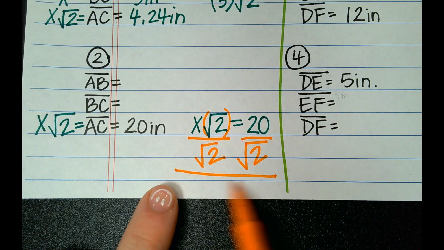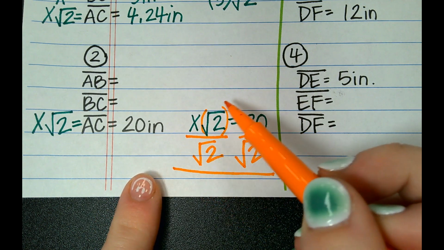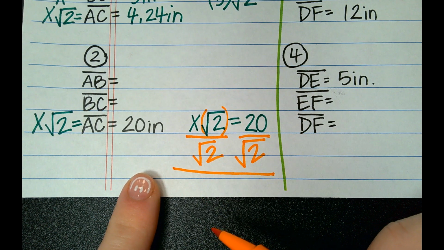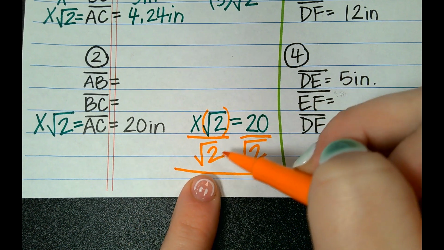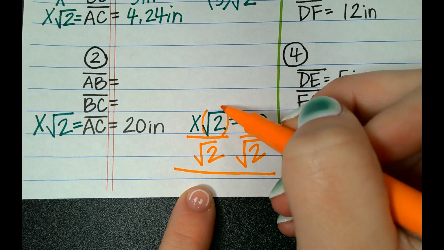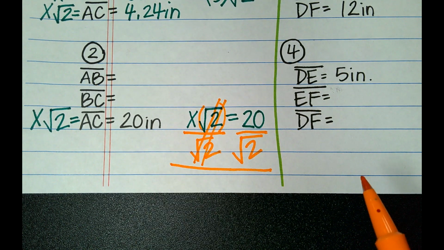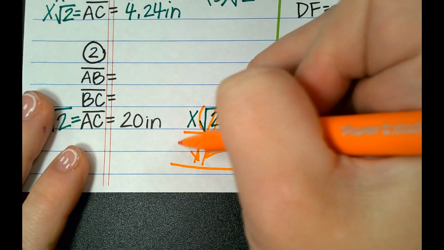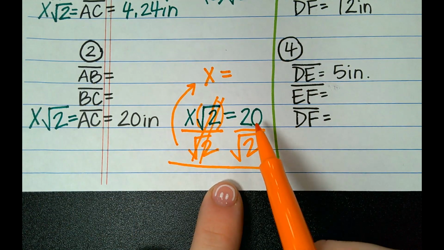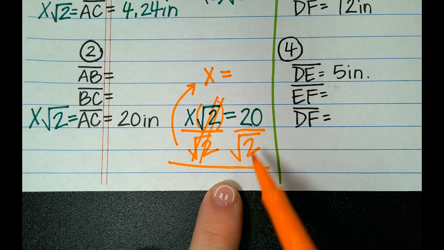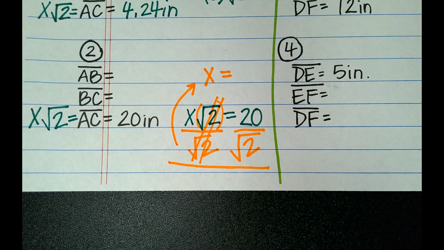Now, before we even type this into our calculators, what happens on this side of my equation? Cancel out. What part cancels? The left side, the two radical twos. Yes, and what's left over here? X. We got x by itself. That was the goal. So x equals. And now on this side of my problem, I have 20 divided by radical 2.